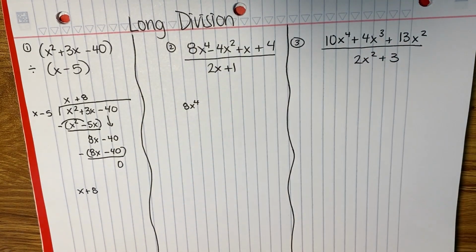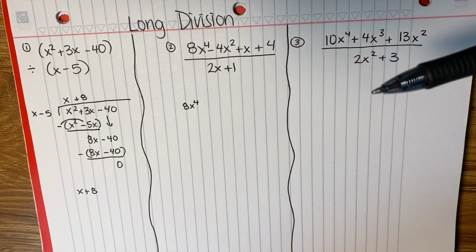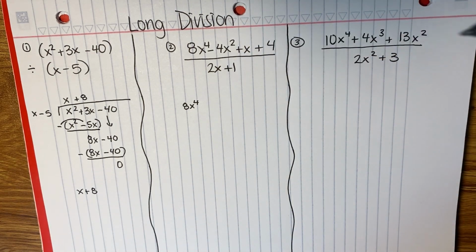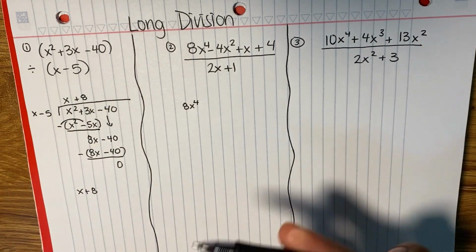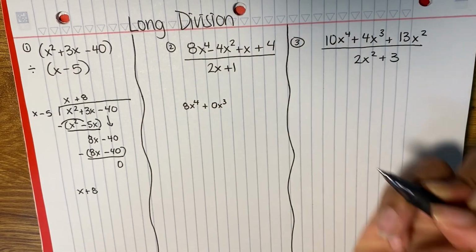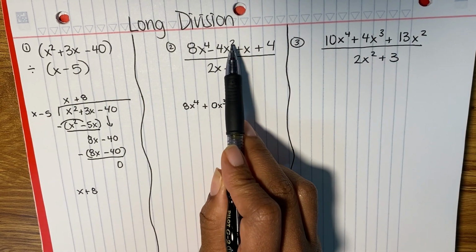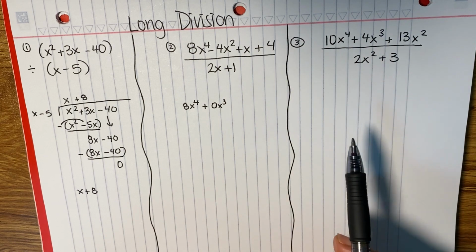8x^4. Okay, right here, we go from 4 to 2. That's a problem. It's like the difference between 102 and 12. There needs to be a placeholder there. We put plus 0x cubed. You need to make sure that they go in descending order. So 4, 3, 2, 1, 0.